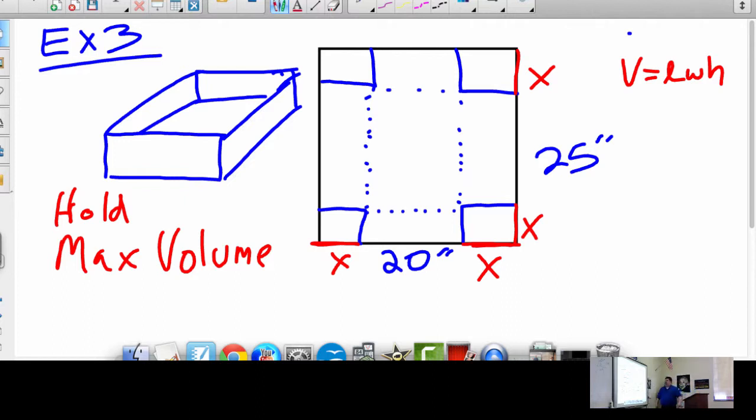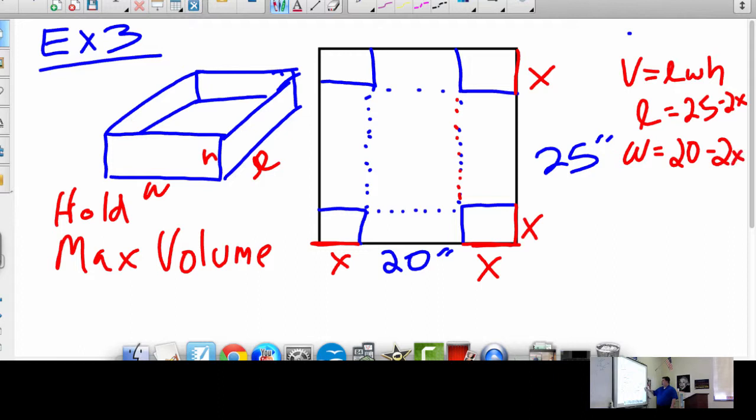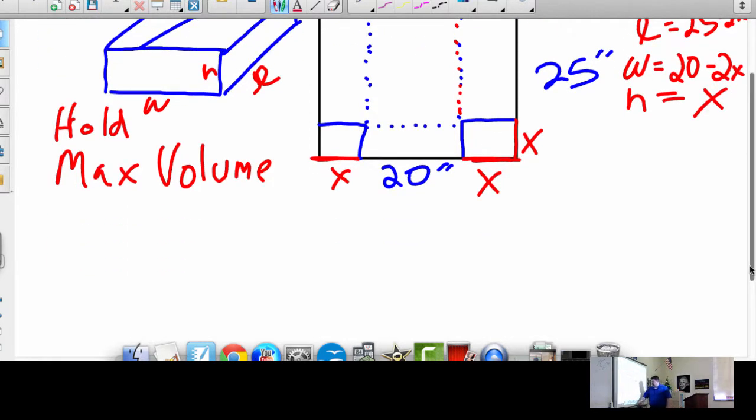What is the length of this thing? Well, if I say that this is the width, and I say this is the length, and from here to here is the height, the length, what is that? That's this part right here, right? 25 minus 2x. Thank you. 25 minus 2x. What would the width be then? 20 minus 2x. And then what would the height be? X. Good. So, wow, this is really easy.